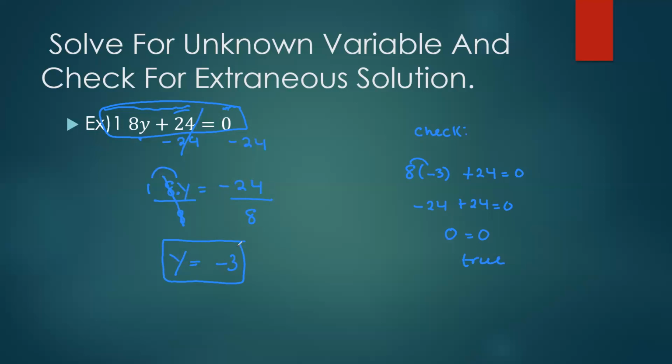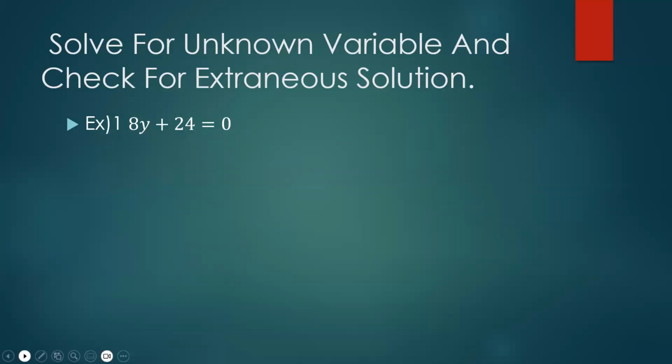Okay, so that was an example. Not too bad. Okay, go ahead and absorb all that. And let's move on to the next example. Example 2 says solve for unknown variable and check for extraneous. So this is almost very similar to example 1.